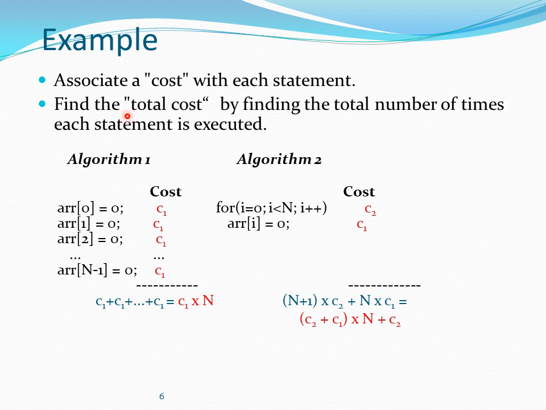But array of i equal to 0 executes n times, because in the n plus 1th iteration, the for loop exited because the condition is false. So array of i equal to 0 is not executed. So this statement executes n times and this for loop executes n plus 1 times. The total cost is C1 into n plus C2 into n plus C2.